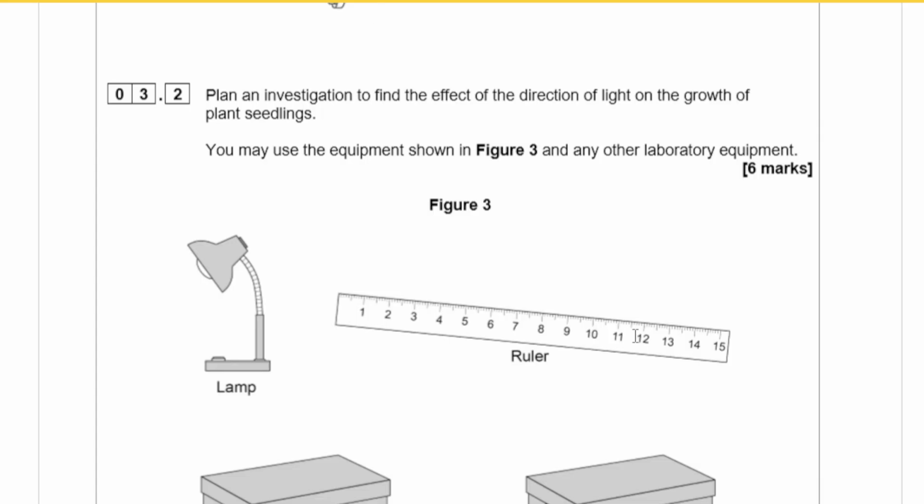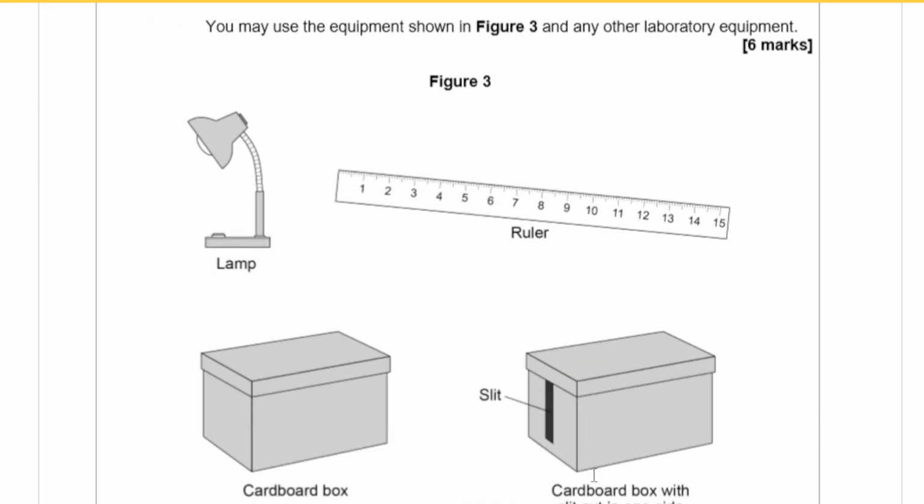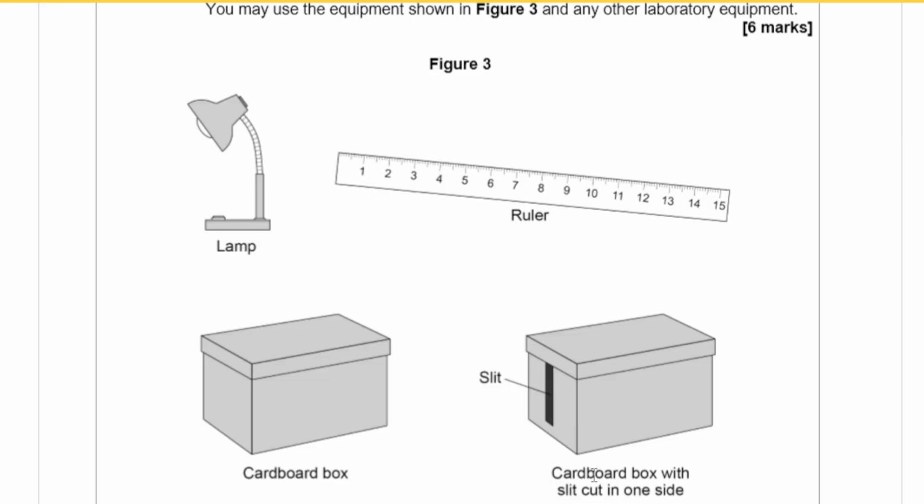So plan an investigation to find the effect of the direction of light on the growth of plant seedlings, which is called phototropism. You may use the equipment shown and any other laboratory equipment. So they have given you a lamp, a ruler, cardboard box, and cardboard box with slit in one side. Because they've said you can use any other equipment, you can assume that you've got more than one cardboard box.